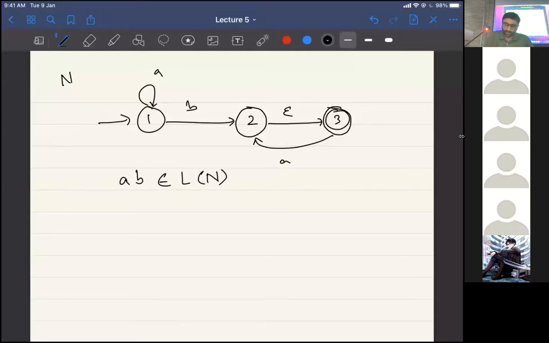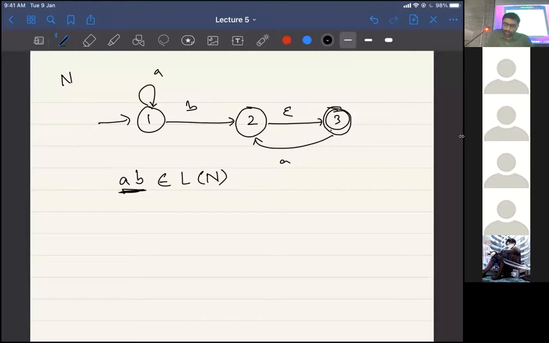Exactly. So the first character is A. So A will keep the machine in state 1. And the second character is B. And B will take the machine to 2. And from 2, it can take an empty transition to go to state 3. Right? So how do we know that some string is accepted by an NFA?